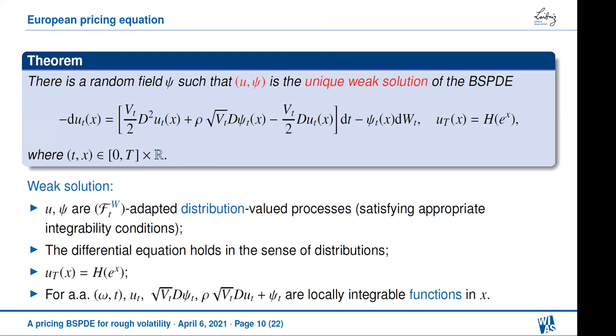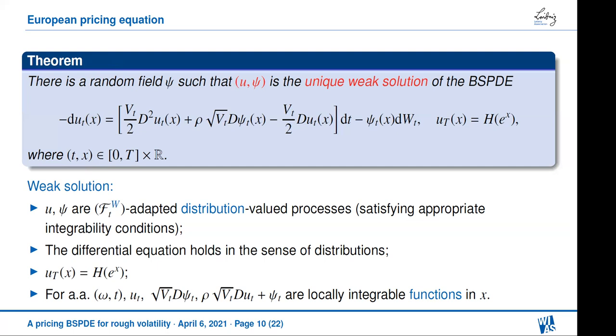It's kind of weird to think about it, but in our case, the problem comes from a deterministic terminal condition where the coefficients are random. Okay, now a theorem, this is not a statement, this is not the definition, this is a theorem, and the theorem says that indeed there is a random field psi such that the pair u psi is the unique weak solution of the BSPDE that I've written down here.